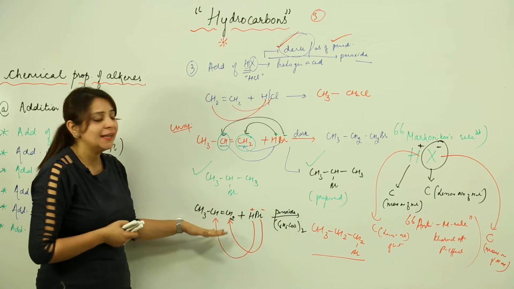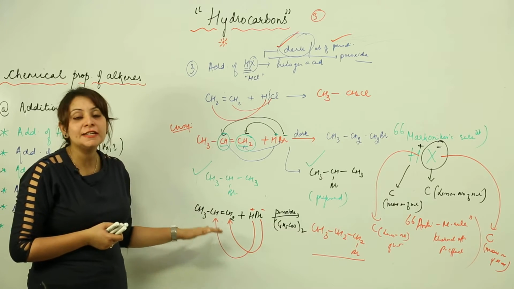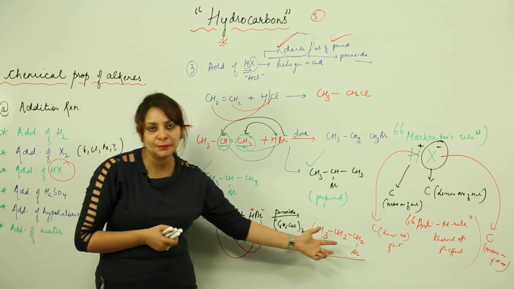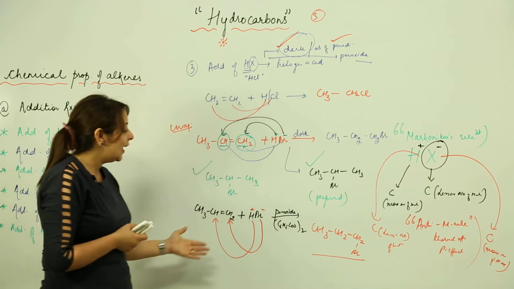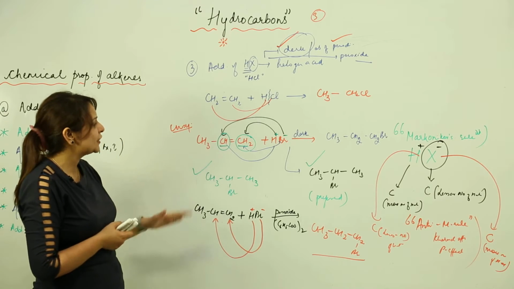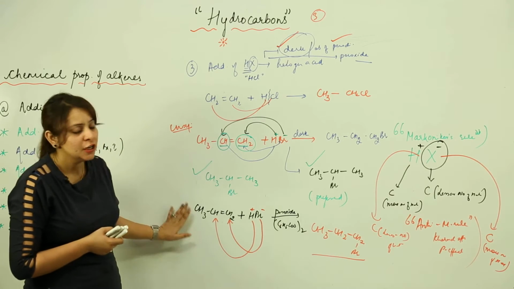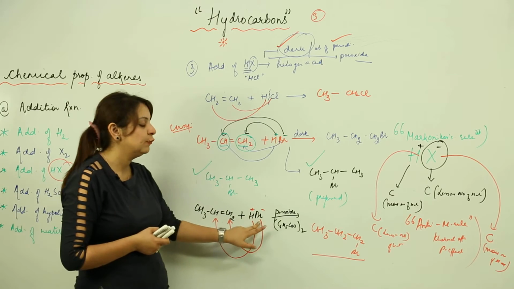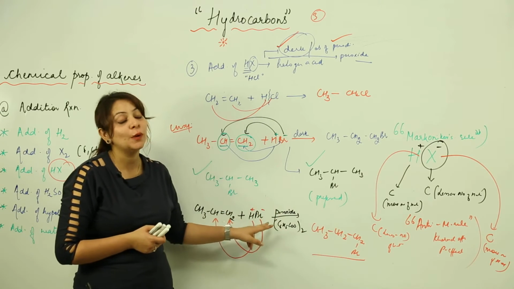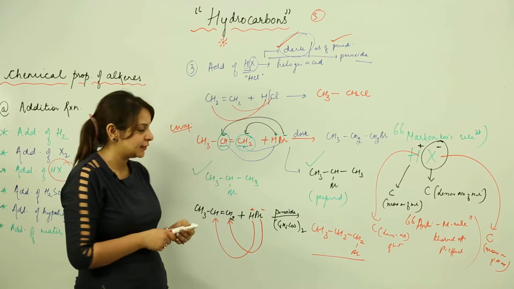But this peroxide effect, the Kharasch effect, or you can say the anti-Markovnikov rule, is applicable mostly in the case of HBr, because only this is stable actually, right? Otherwise, for HCl and HI, only this is going to occur, this won't occur. So this anti-Markovnikov rule particularly works for HBr and in the presence of peroxide. That is why it is called the peroxide effect.